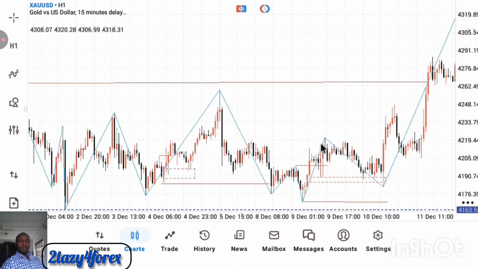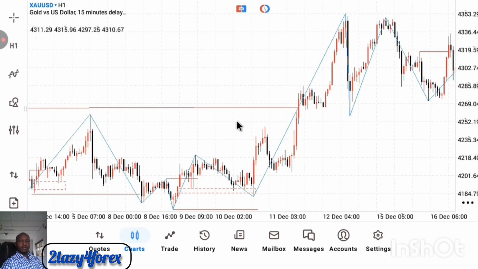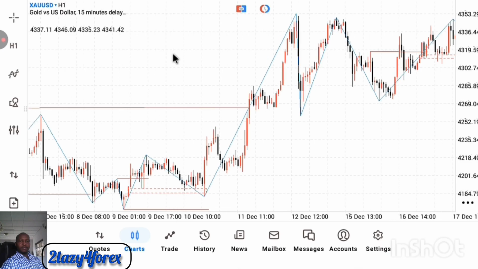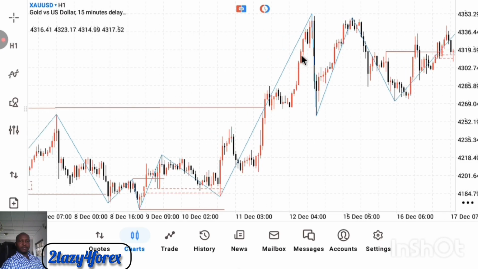So we got in on the 15 minutes chart, it tagged us in, and look at what happened. Look at what happened at that same spot where we marked. Look at it. This is our stop loss. It never came there again. Imagine having this on the 1 hour chart. Look at the profit potential.